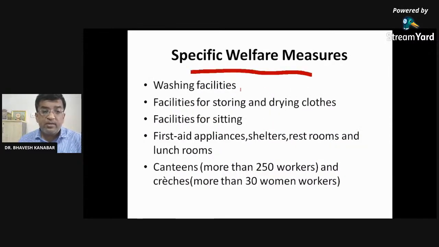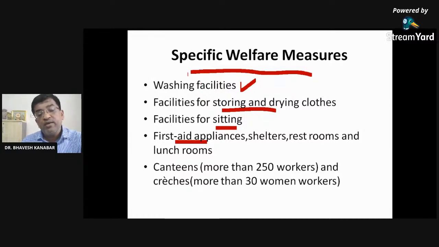Specific welfare measures, washing facilities, right? Facility for storing and drying the clothes. So the workers who are working, there can be some uniform. Whatever clothes they have brought from home, that should be stored at a proper place, right? Facility for sitting of the worker, right? First aid appliance should always be there. See, these are what we are going through. These are the norms under Factory Act.